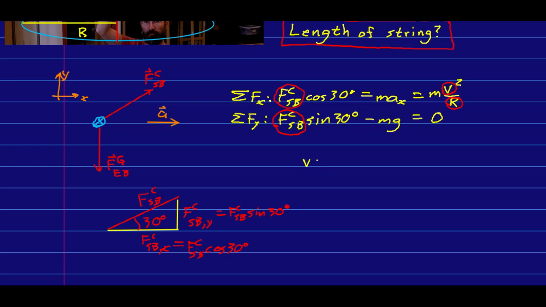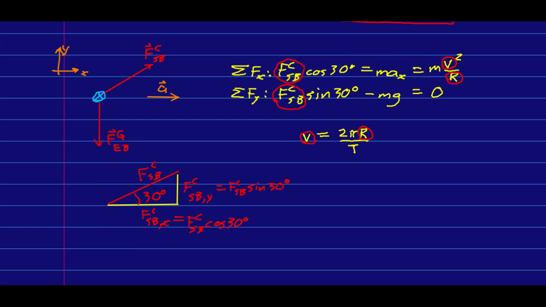I know that v is the circumference divided by the period. And I know the period. So this has added no new unknowns because I already had v and r as unknowns. So now I have 3 equations in 3 unknowns, and I can solve. So I'm going to start by eliminating the force due to the string, the magnitude. Out of the y component here, I can just solve for it.